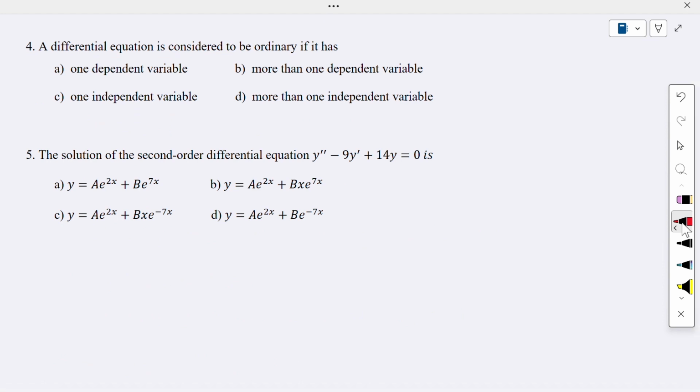Let's see question number 4. A differential equation is considered to be ordinary if it has one independent variable.